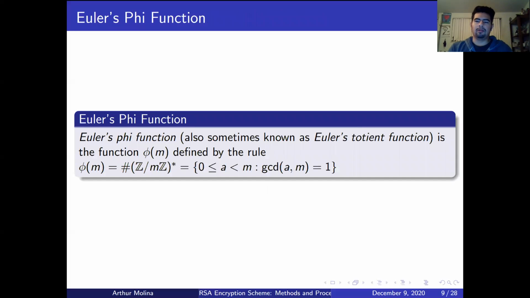Next, we consider Euler's phi function. If we take a prime m, then Euler's phi function counts the values a, with a greater than or equal to 0 but strictly less than m, whose greatest common divisor with m is 1.